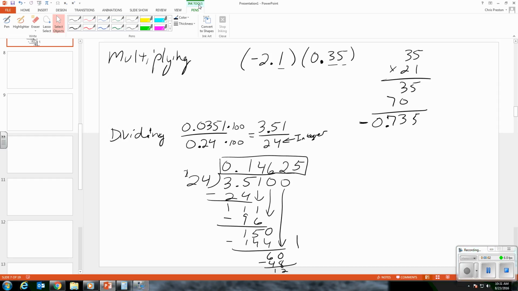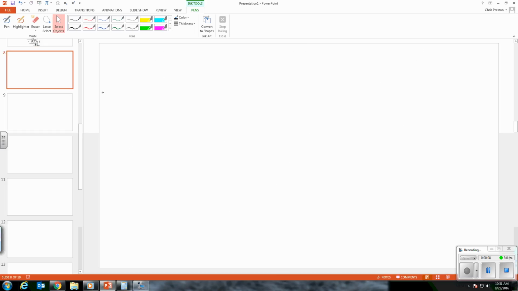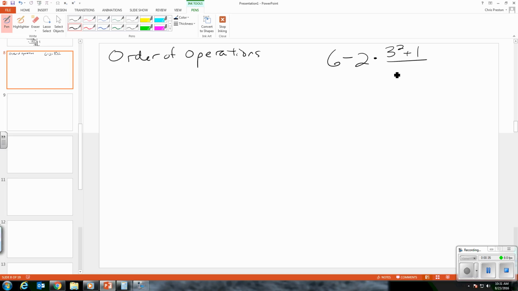All right, so we've looked at operations of rational numbers. Now let's talk real quick about the order of operations. Let's say I had 6 minus 2 times 3 squared is 1 over 2 squared plus 1.